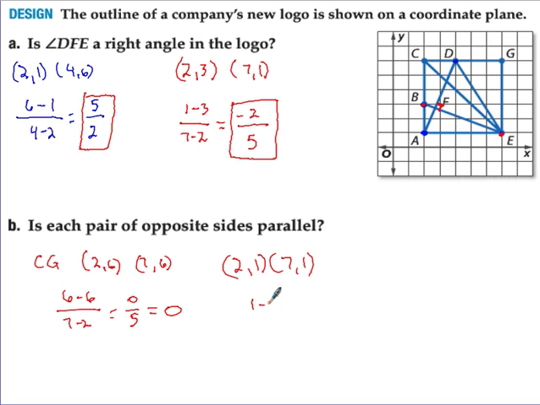And so 1 minus 1 over 7 minus 2 is 0 over 5. So it's the same slope, 0. That means they are parallel.